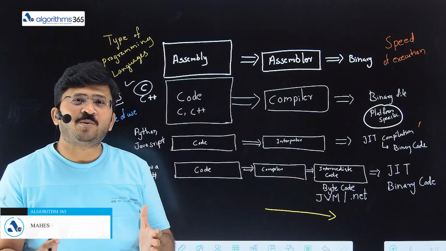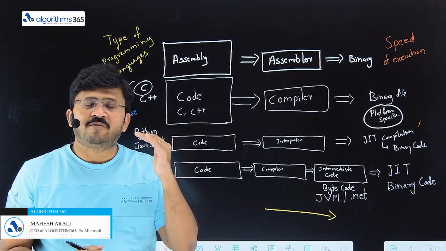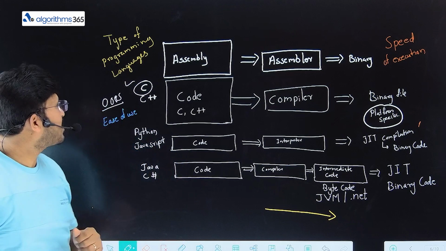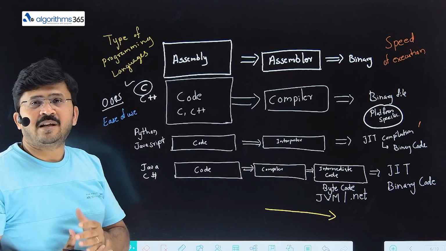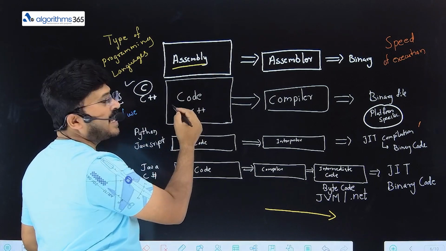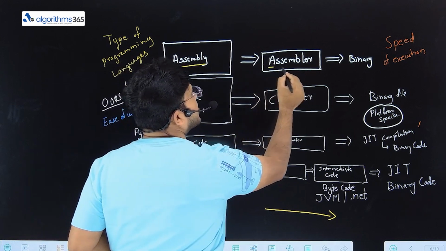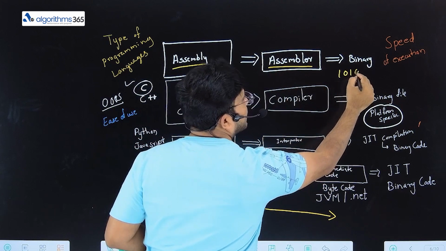Now let's look into what are the types of languages and the difference between them and figure out when to use which programming language based on the scenarios. So to begin with, we have something called assembly language. You write code in assembly language, and then there is a software called an assembler, and that assembler converts this assembly language into a binary language.